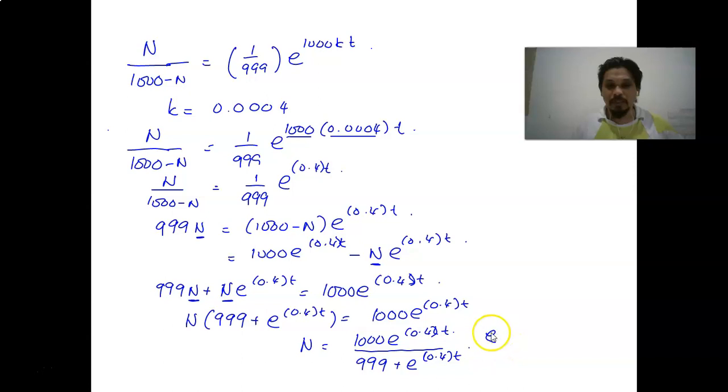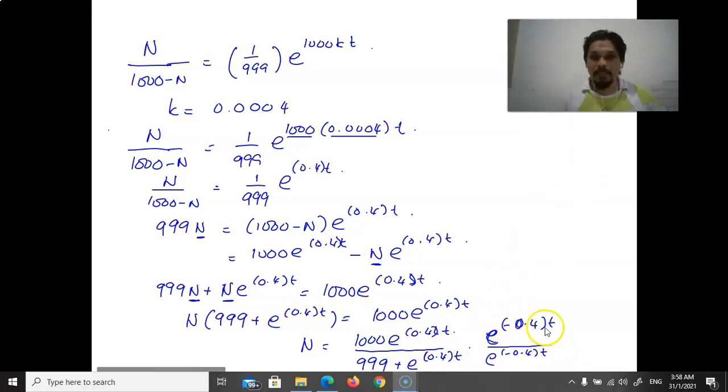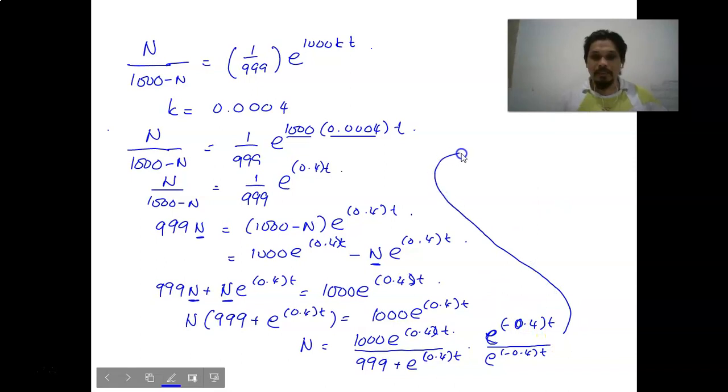With e^(-0.4t), and also e^(-0.4t), multiply with this one here. I'll bring up here, sorry.